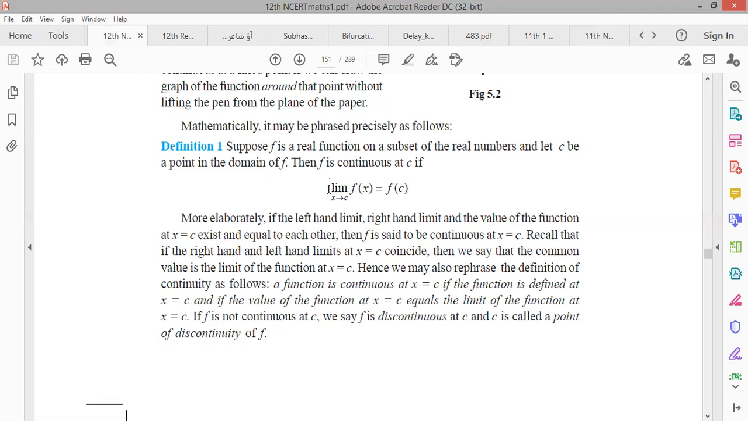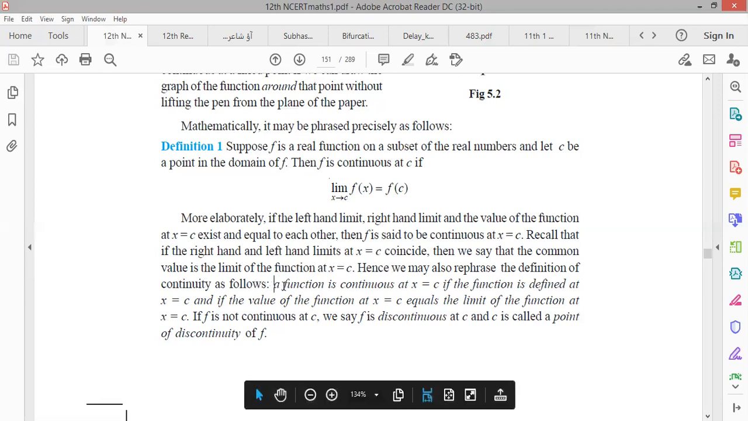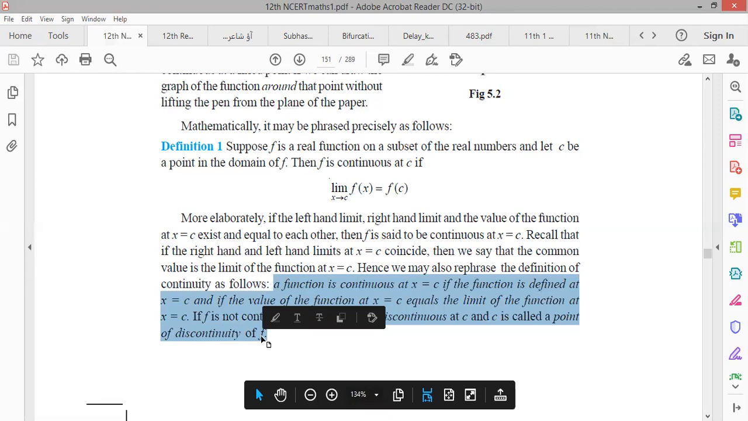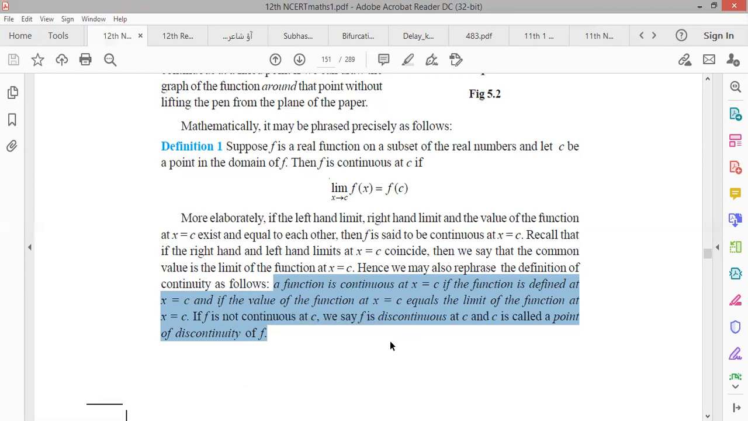So simply, I would like to highlight the definition like this. If the limiting value of the function at a given point C equals the value of the function at that point, we say that the function is continuous. For the sake of simplicity, I would like to highlight it once again here, in italics. A function is continuous at x equal to C if the function is defined at x equal to C, and if the value of the function at x equal to C equals the limit of the function at x equal to C.